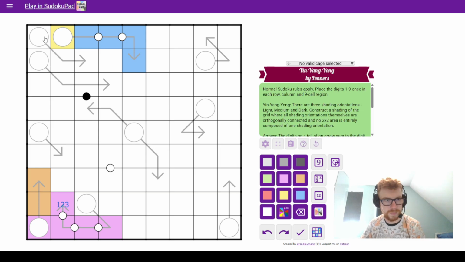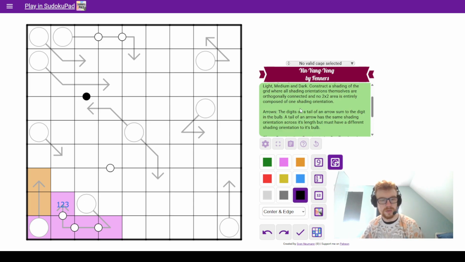Now, well, I don't even know. How many colors, light, medium, and dark. Construct a shading of the grid where all shading orientations themselves are orthogonally connected. Not composed of entirely one shading orientation. So whatever this is, a different one. But also this. Hmm. I'm not sure.